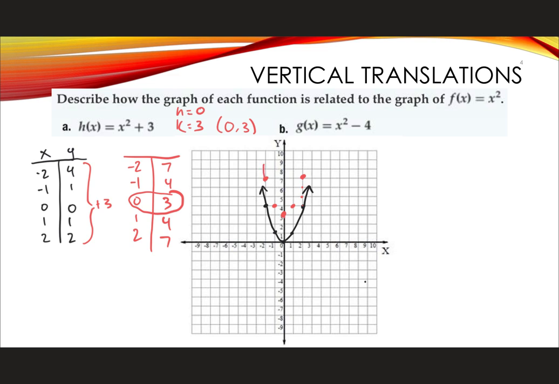And that's a good way to graph without the table too. You just count from the parent function. But for right now, we're getting used to the table. And there it is. Okay, every single point has gone up 3.